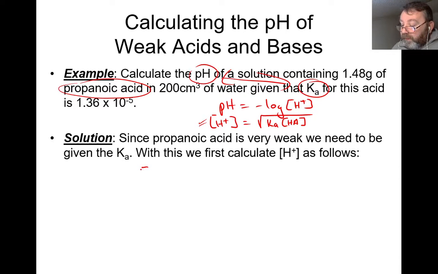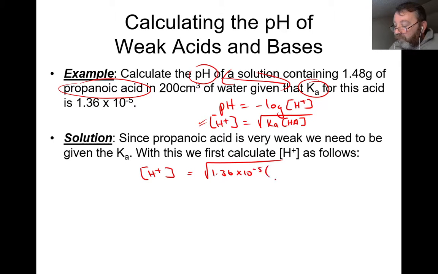So straight away, here's what I'm going to do. The concentration of hydrogen ions is Ka, which up here we're told is 1.36 by 10 to the power of minus 5, multiplied by, and here's the catch, the concentration of acid. Now, concentration of acid has to be moles per litre. I have 1.48 grams in 200 centimetres cubed. Now that's not moles per litre. I've got to get moles per litre.